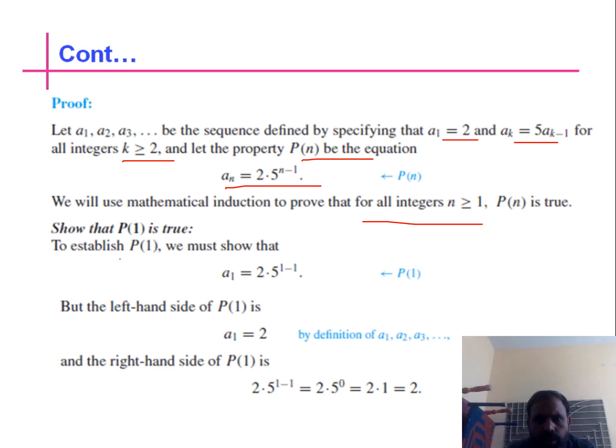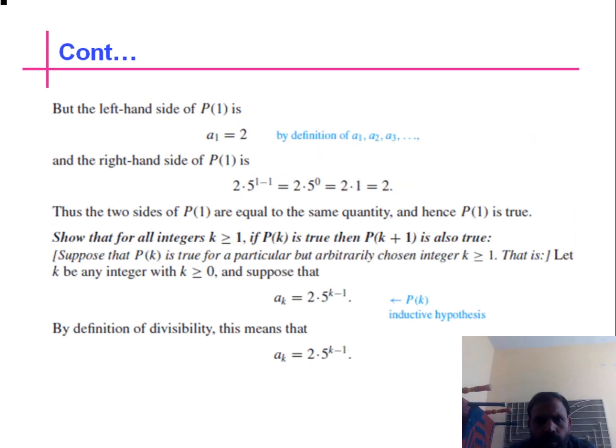To establish that P of 1 is true, we must show that a1 is equal to 2 times 5 raised to the power 1 minus 1, which is P of 1. The left hand side of P of 1 is a1, which equals 2 by the definition of the sequence. The right hand side of P of 1 is 2 times 5 raised to the power 1 minus 1, which is 2 times 5 to the power 0, which equals 2. So the two sides are equal to the same quantity, and hence P of 1 is true.